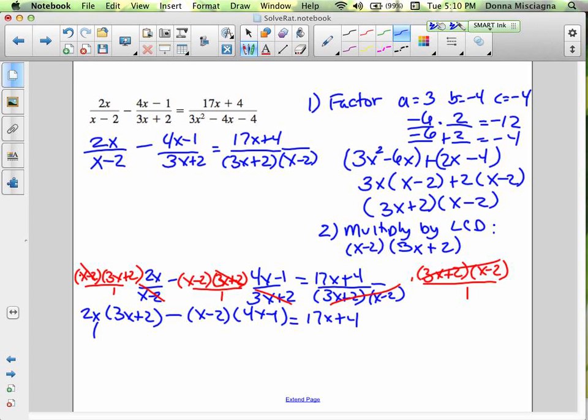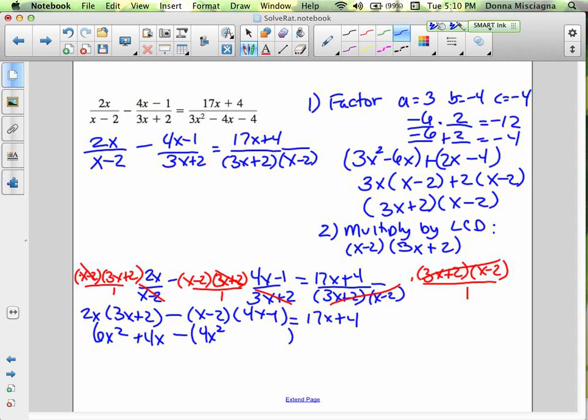2x times 3x is 6x squared. 2x times 2 is 4x. Be very careful. I'm going to leave this minus sign here and put parentheses. We have to remember to distribute that negative sign to everybody. You're subtracting the whole thing. You can't just make one thing negative. It's everything. All right, so x times 4x is going to give us 4x squared.